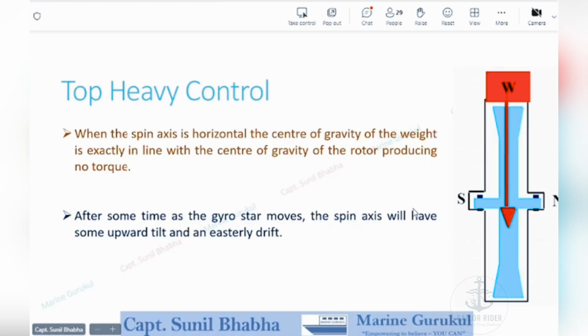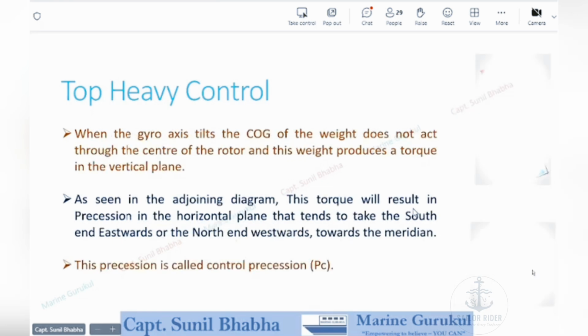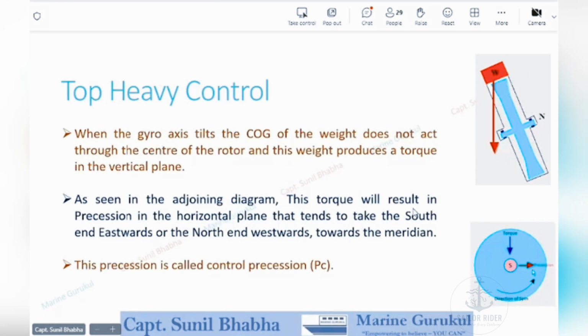Moving ahead now. Now please take your attention to this diagram on top. As soon as the gyro spin axis tilts upwards, you can now clearly see that the center of gravity of the weight does not act through the center of gravity of the rotor. And this weight now produces a torque in the vertical plane. And as you can see in this diagram, the torque is going to result in precession.